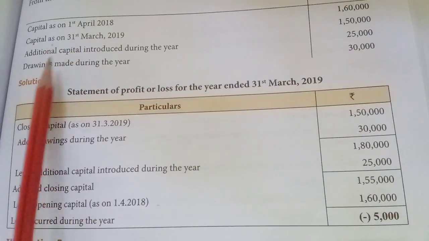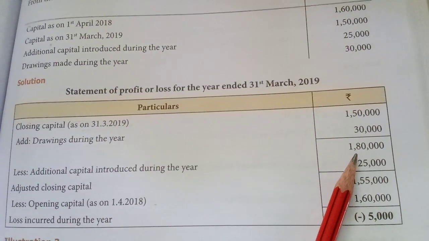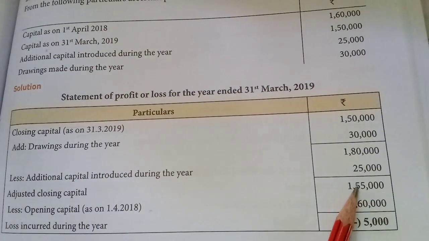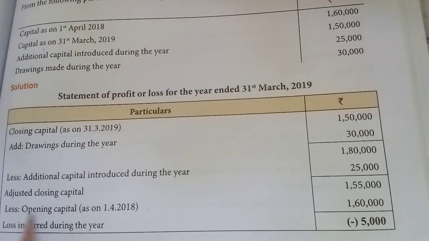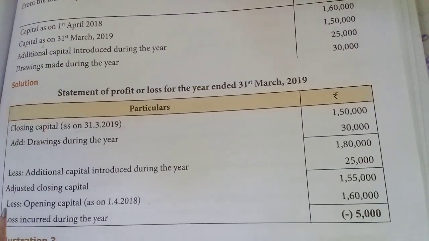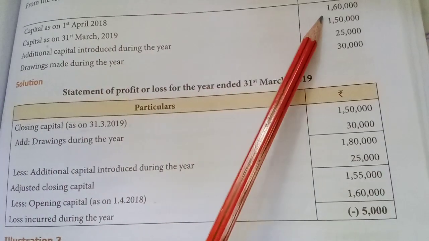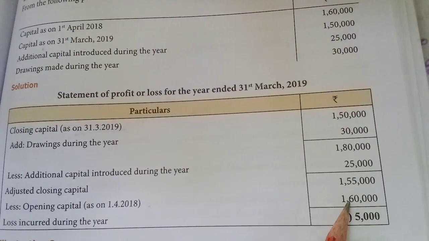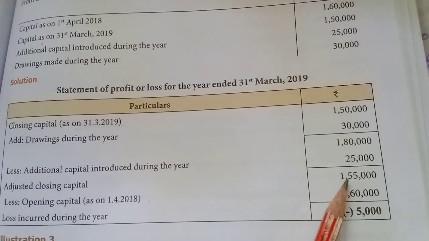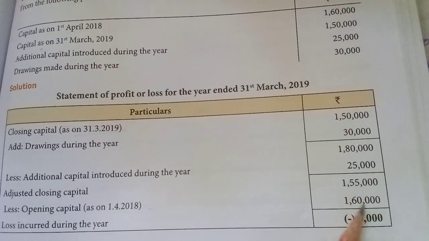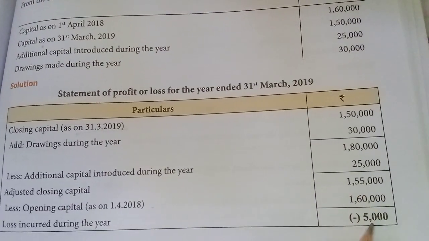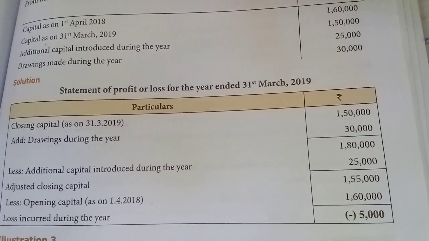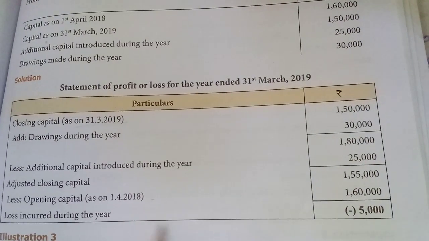Then add drawings. Drawings 30,000, so 1,80,000. Then less additional capital 25,000. The amount is 1,55,000. That is called adjusted closing capital. Then less opening capital, that is the first item, 1,60,000. Here you see the opening capital is more than the closing capital, so you have to deduct this amount from that amount. 1,60,000 minus 1,55,000, we get 5,000. That is the loss incurred during the year. You write loss incurred, or simply loss. That's all.